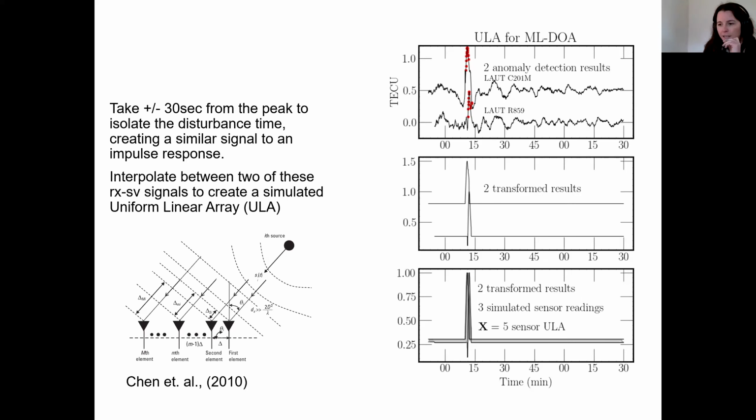You can see here a really handy diagram from Chen 2010. You can imagine this is one endpoint, this is another endpoint. That's essentially what we're seeing here. How do we get the middle measurements? We're going to interpolate. This is an impulse signal. So now we have five sensors, three of which are simulated to create a five sensor uniform linear array between these two signals.